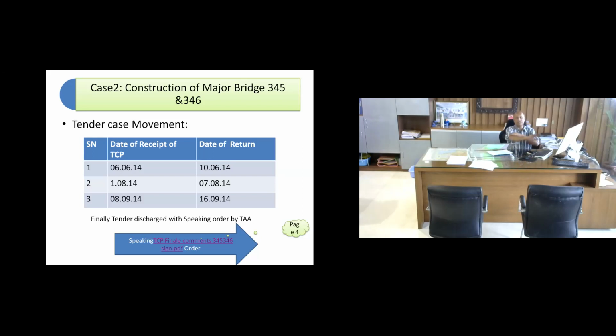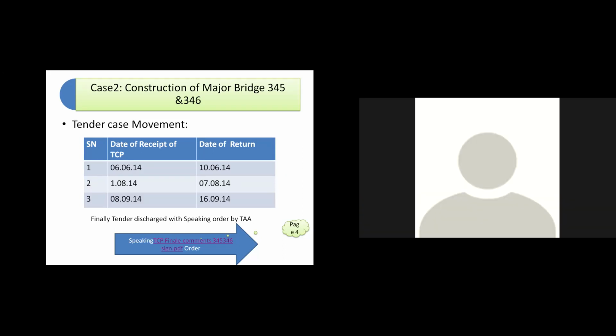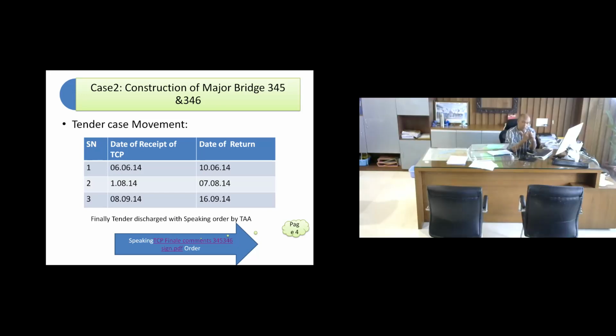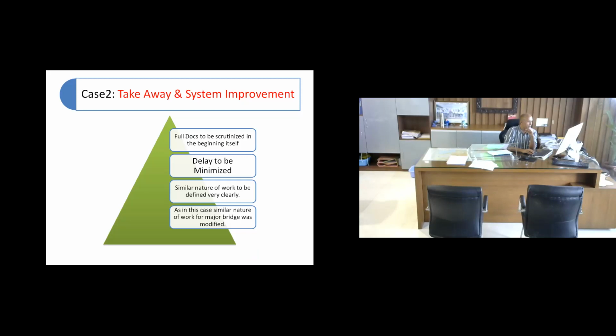So this case tells you three things. One is your documents must be looked after and checked very carefully. Whatever documents you have, the full documents, the committee must see in the beginning itself. Because whatever happened for 3 months' time, we could have curtailed, like the first opinion, the second opinion, and the third opinion. Up to the second opinion was a waste of time because the document was there on file, in the tender case file. So delay can be minimized. The similar nature of work has to be defined very clearly, and everybody should have the same interpretation when they go through your similar nature of work description. As I was saying, finally, after this case, the similar nature of bridge work was modified in the construction organization.